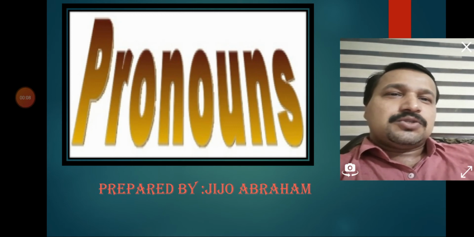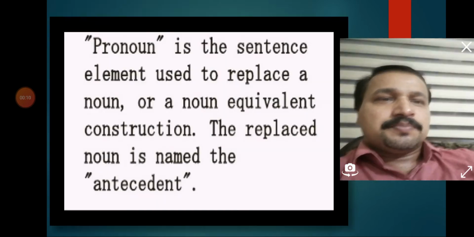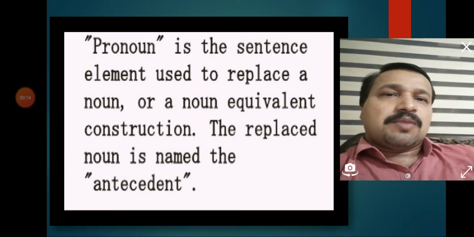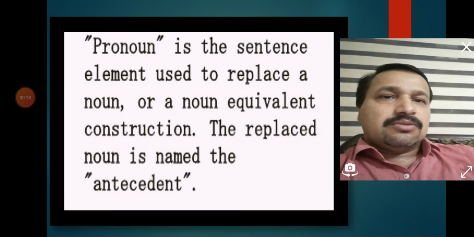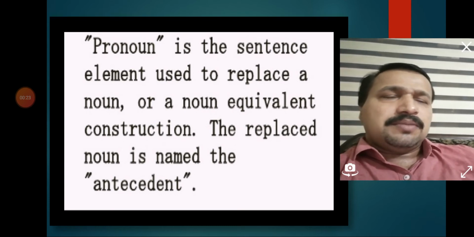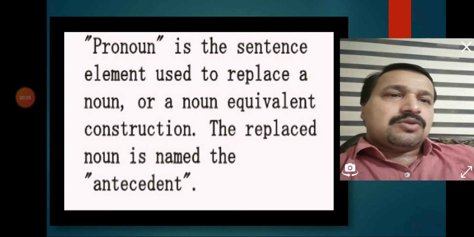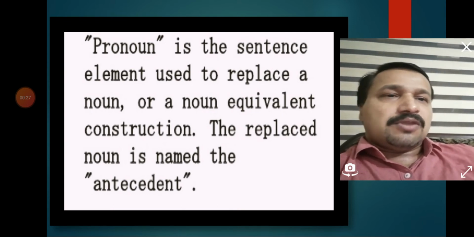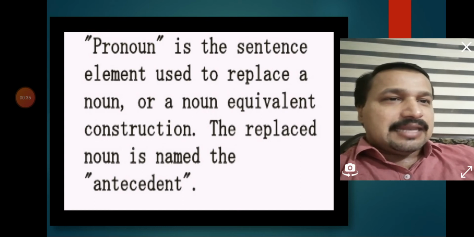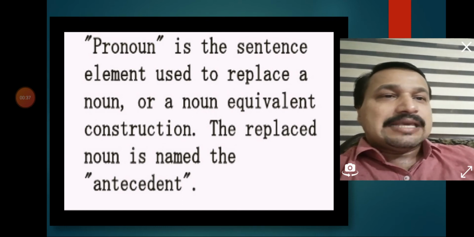Today we are going to discuss pronouns. A pronoun is the sentence element used to replace a noun or a noun equivalent construction. The replaced noun is named the antecedent. For example, if you say, John is my friend, he is living here. There, he is used to replace the noun John. So John is considered the antecedent of the pronoun he.